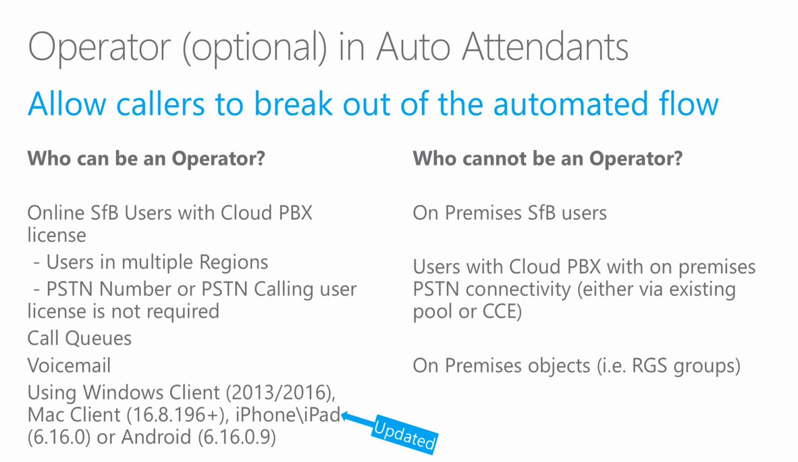So an operator, it's an optional part, but we do recommend to have an operator. What does it do? It's basically your fallback guy. So who can be an operator? Any online Skype for Business user with a Cloud PBX license. It can be a PSTN number. It can be a call queue or a voicemail. We also updated the fact that an operator can not only use the Windows client, but it could also use a Mac client, an iPhone or an iPad or an Android.